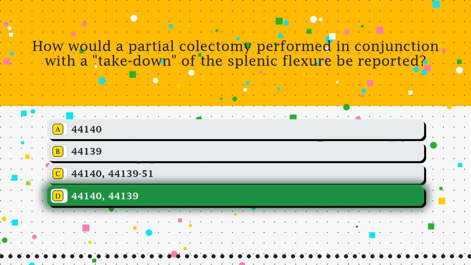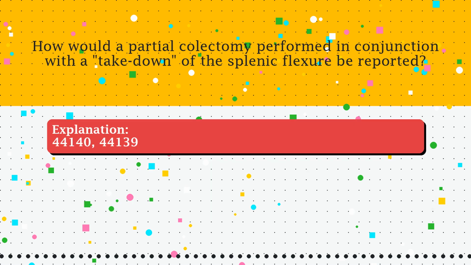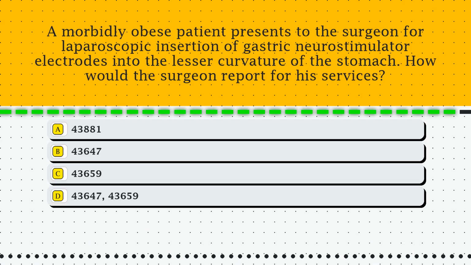The correct answer is option D, 44,140, 44,139. Question 72. A morbidly obese patient presents to the surgeon for laparoscopic insertion of gastric neurostimulator electrodes into the lesser curvature of the stomach. How would the surgeon report his services?